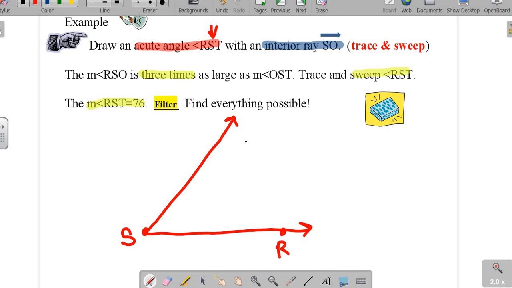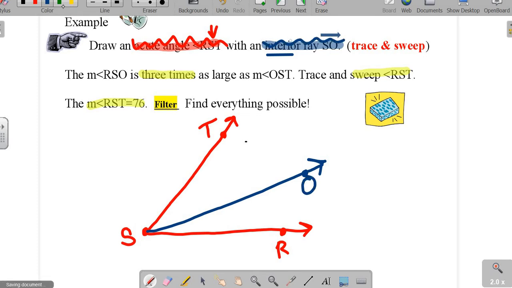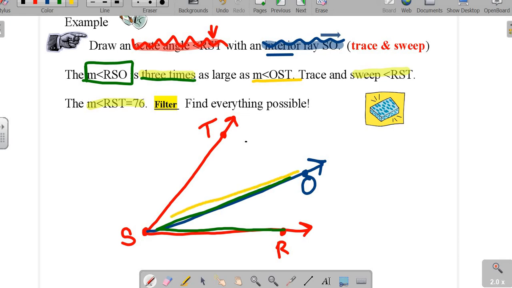It doesn't matter which direction R and T goes. When you account for stuff, learn to cross it out. With an interior ray, SO. Do not put this in the middle unless you see the word bisect. So we're going to offset it so you don't confuse yourself. Now, the angle RSO. RSO is 3 times as big as OST.